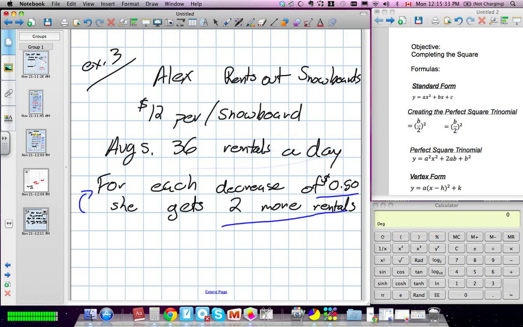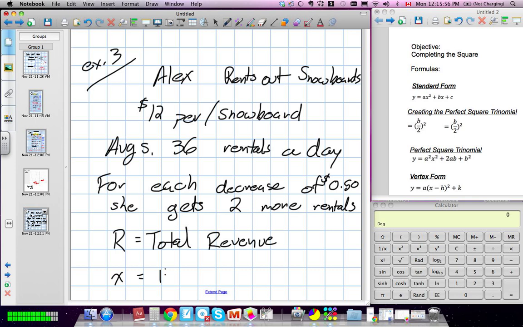So we're going to let R equal total revenue. And X represents the number of decreases in price. So we may find out that if she decreases her price 5 times by 50 cents, she'll max revenue. We're trying to discover that out now.